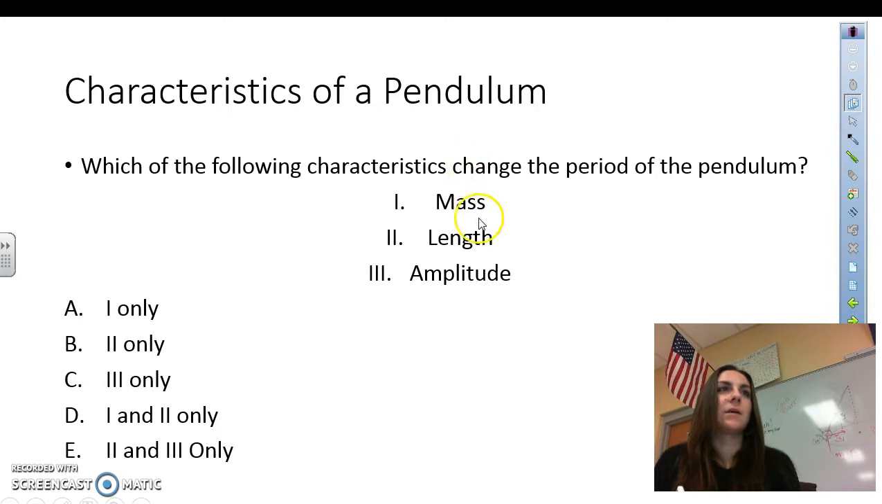So take a second to think about this, but which of the following characteristics changes the period of the pendulum? How big the mass is, the length, or the amplitude? So this is a good multiple choice question. So if you think about this for a moment, and then we'll come back to it.